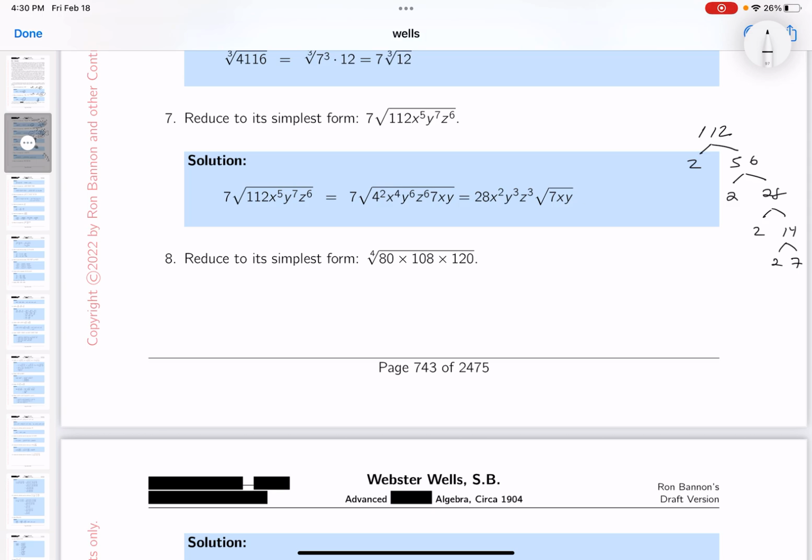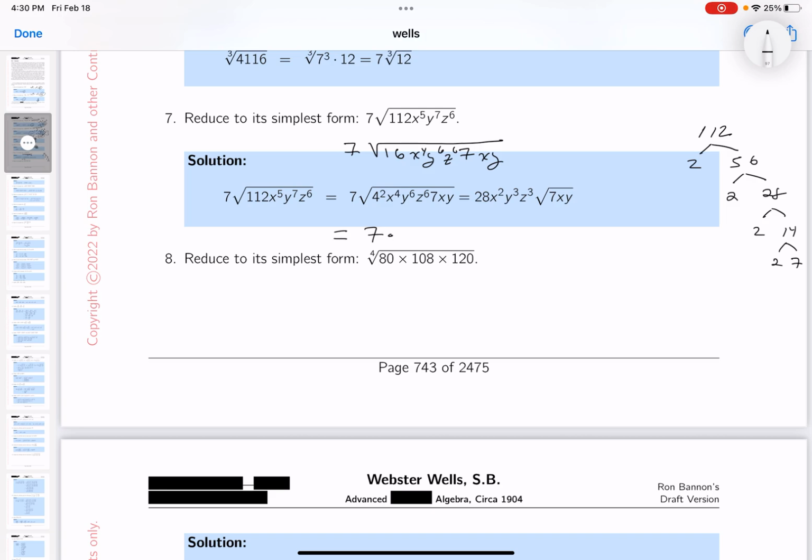So I'm going to write that down, 7. I'm going to write the 16, and then there would be a 7. All right? X5 contains a perfect square. That's X4. And you get an X over here. Y7 contains a perfect square. That's Y6. And Z6 is a perfect square. What do you get over here? Well, it's going to be 7.